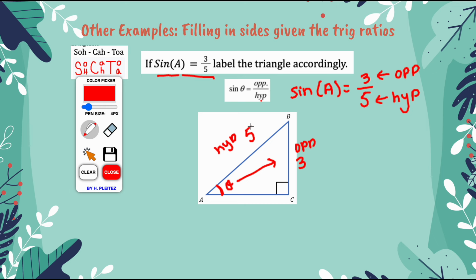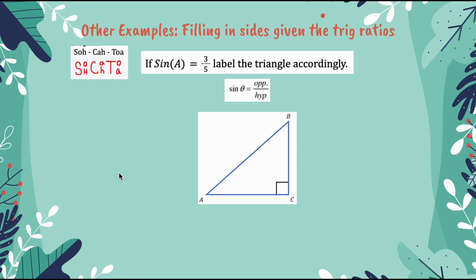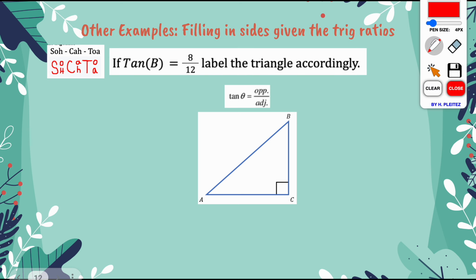Now, the question might even go extra and say, using the fact that sine of A is 3/5, find the adjacent side, or find AC. In this case, we can use the Pythagorean theorem here, but we're not even going to go there. All right, one last example. If tangent of B is 8/12, label the triangle accordingly. So now we're using B as our reference angle. And again, tangent is opposite over adjacent. So in this case, 8 would be the opposite side here, and then 12 would be our adjacent side. Now be careful again. Our adjacent side can never be the hypotenuse, so our adjacent side would have to be over here, and we'd label that as 12.